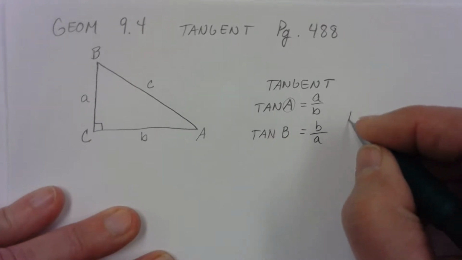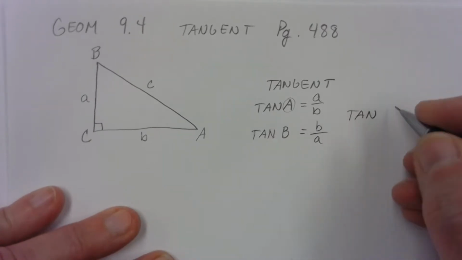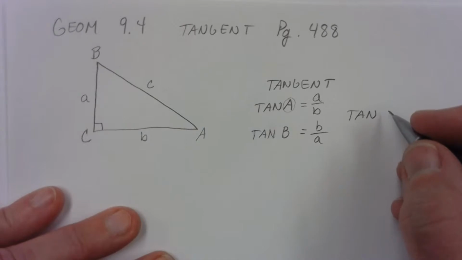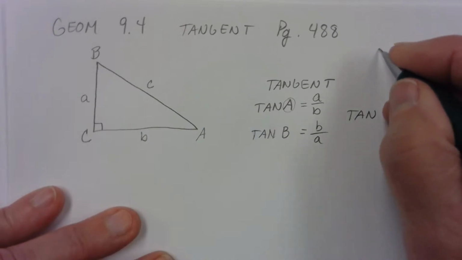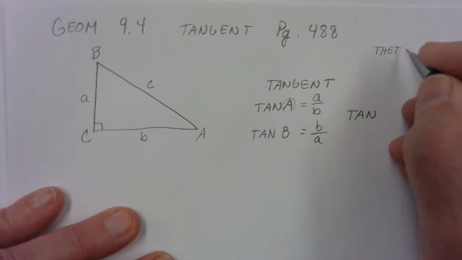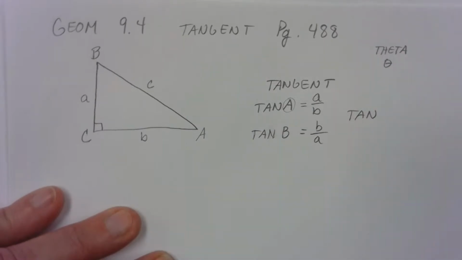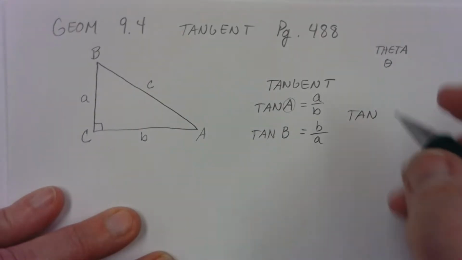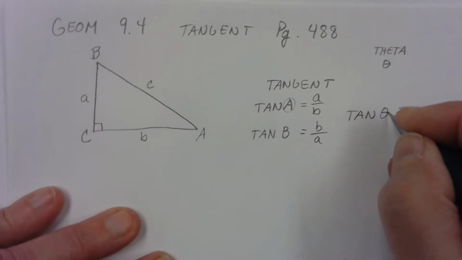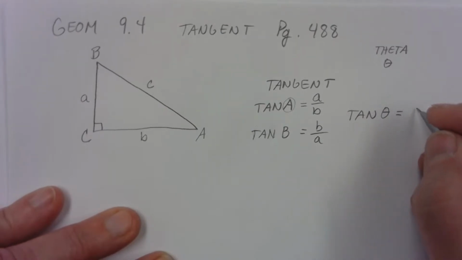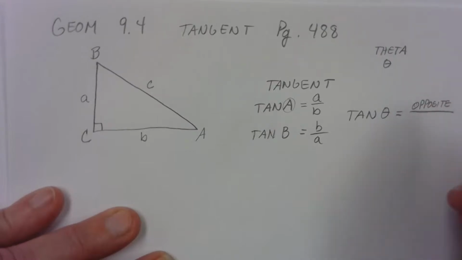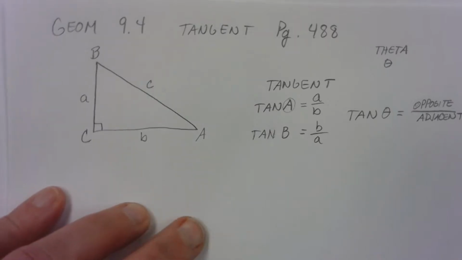In general, for the tangent of an angle, they always use the Greek letter theta, spelled T-H-E-T-A, and it looks like this. When they want to use an angle in general, they'll use that quite often. So the tangent of any angle theta is going to be the opposite side over the adjacent side. Adjacent means attached to.